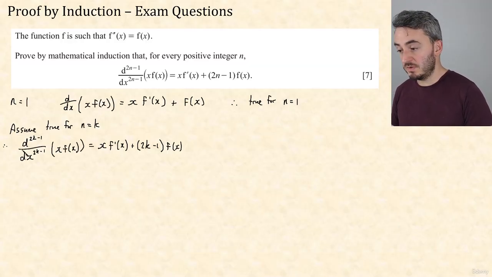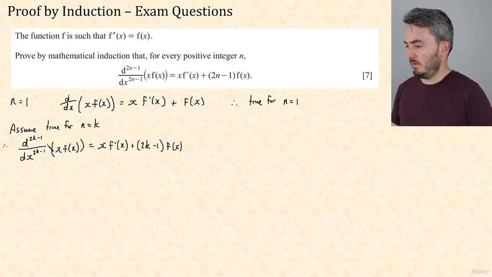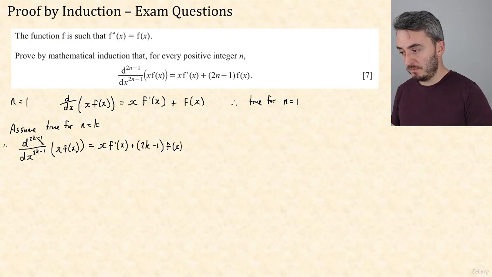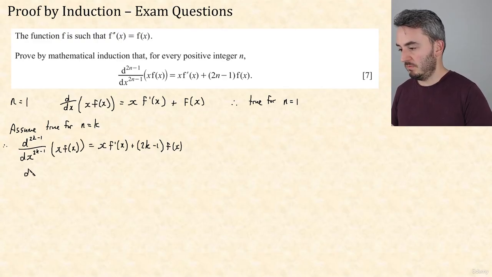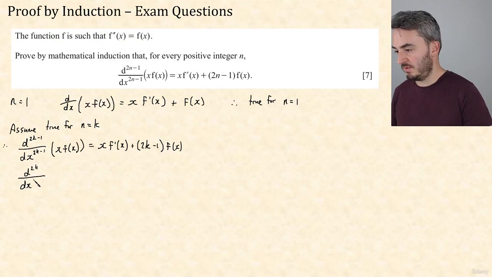Now we assume it's true for n equals k. Here's what we're stating. Okay, this is one of those ones where we want to show it's true for n equals k plus 1. But if you replace k with k plus 1 here, you get 2k plus 1, which is 2 more than this, right? If you differentiate this once, you'll get the 2kth derivative. And if you differentiate again, you get the 2k plus 1 derivative. So I have to differentiate this twice. So differentiating it once gets d2k by dx to the 2k.